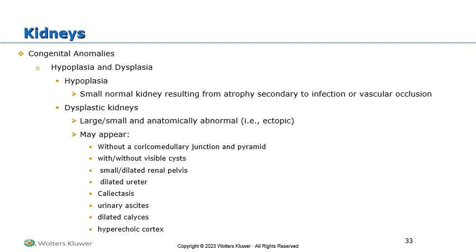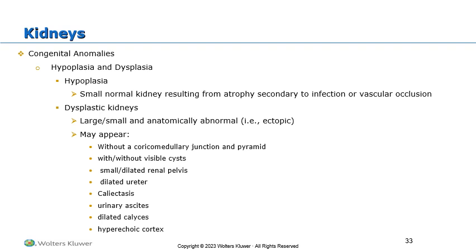Dysplastic kidneys could be large, they could be small, they could be anatomically abnormal, so they can have a number of different appearances, but basically it means it's an abnormally developed kidney. We can see it with or without corticomedullary junction and pyramids, so we might not see the medulla well defined from the cortex. We can see it with or without visible cysts. We can see it with small or dilated renal pelvises, dilated ureters, caliectasis, urinary ascites, dilated calyces, and hyperechoic cortex.